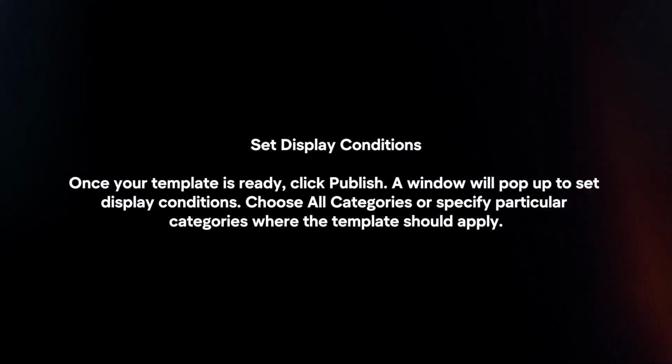Set display conditions. Once your template is ready, click Publish. A window will pop up to set display conditions. Choose all categories or specify particular categories where the template should apply.